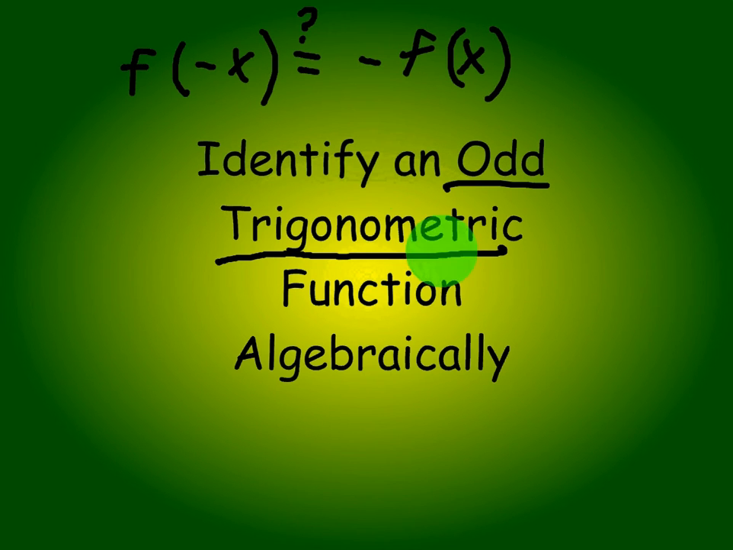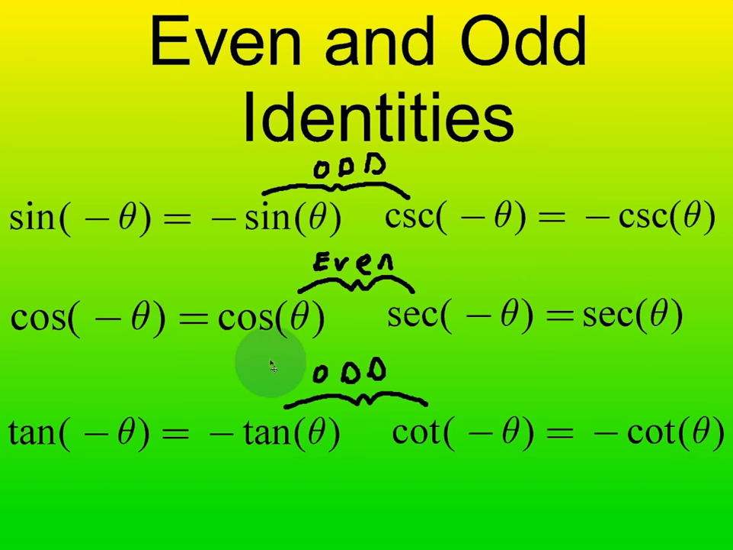We did odd functions a long time ago when we did the beginning of this course. Now we're looking at trig functions and proving if they are odd or not. Now do not forget these odd identities for trig functions. We know that sine and cosecant are odd, meaning sine of negative theta equals negative sine of theta. And the same for cosecant, and tangent and cotangent are also odd. Tangent of negative theta equals negative tangent of theta, so on and so forth. We said that cosine and secant are even.